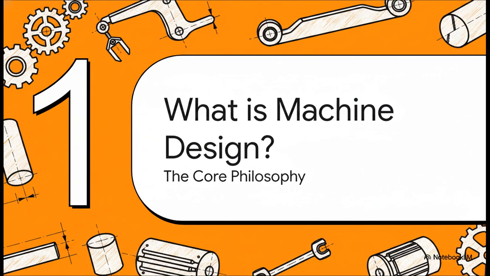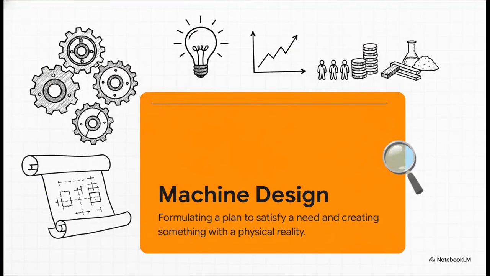All right, part one. What exactly is machine design? Let's start by looking at the big picture here. Fundamentally, machine design is all about formulating a plan to satisfy a specific need. We are out to create new machines or improve existing ones. But, and here is the critical takeaway for you as future engineers, it's not just about doing complex math or sketching a mechanism that technically moves on paper. It's really about creating something with a physical reality that is actually economical in both its production and its operation.